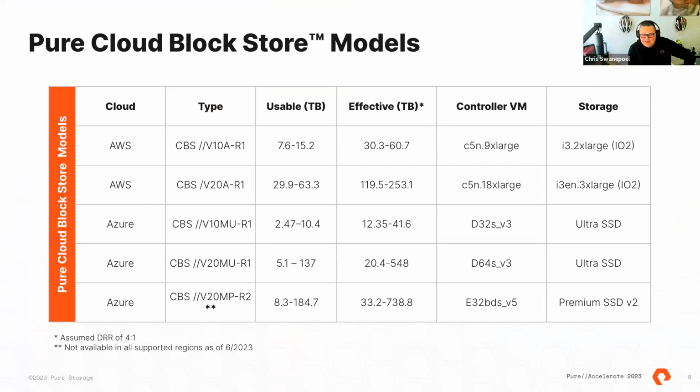Yeah, thanks, Adam. So as you'll see on AWS and Azure, we've got different sizes of Cloud Block Store available. They obviously use different resources on the relevant cloud provider, and they pretty much address a usable and an effective terabyte requirement. As you'll see, we've used 4 to 1, which is the typical data reduction we see, and they're based on the controllers and on the type of storage that we use on the back end.